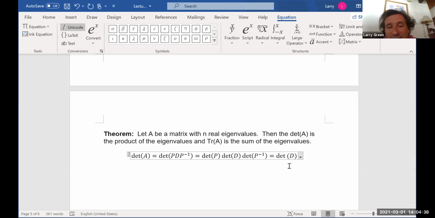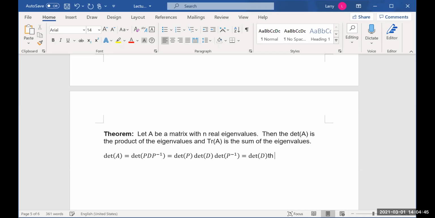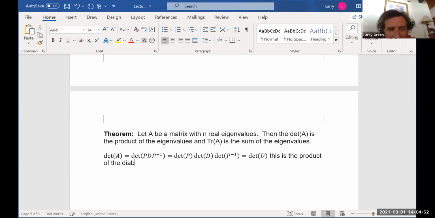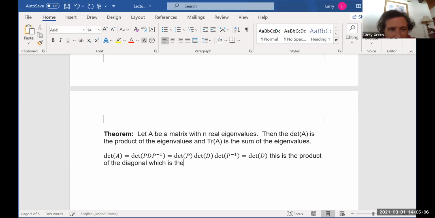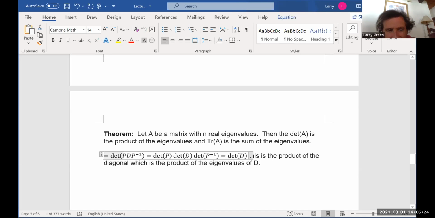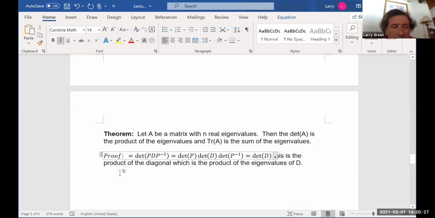But what's the determinant of a diagonal matrix? The product of the diagonals. But what are the diagonals of D since we've diagonalized? Do you remember how you get the diagonals of D? The eigenvalues. Yeah, those are the eigenvalues, so it's the product of the eigenvalues of D. Any questions on that? And that's it. I guess I didn't write the word proof. Any questions on that?